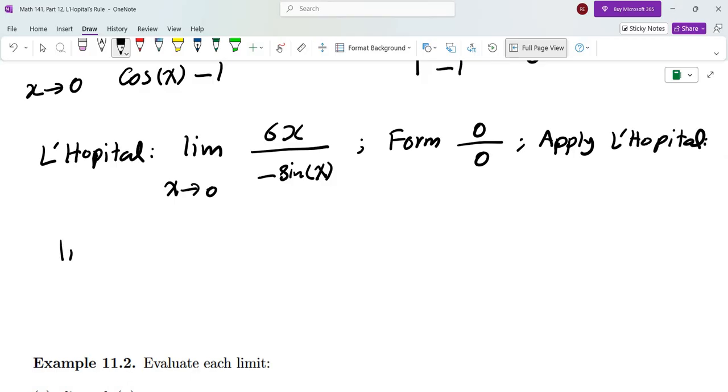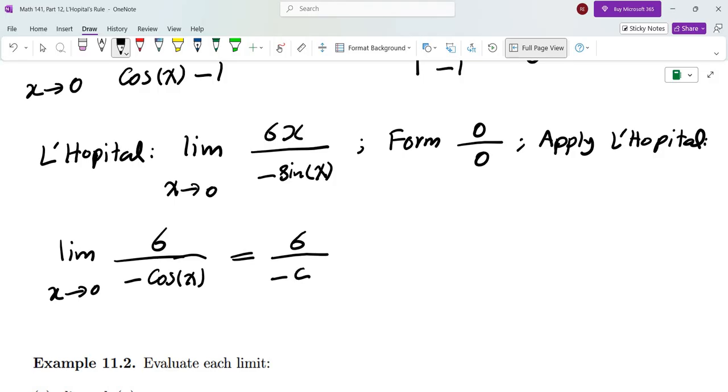So that gives us the limit as x approaches 0. The derivative of 6x is 6. The derivative of the denominator is negative cosine of x. We're going to plug in 0. We get negative cosine of 0 at the bottom, 6 on top. So the answer is negative 6.